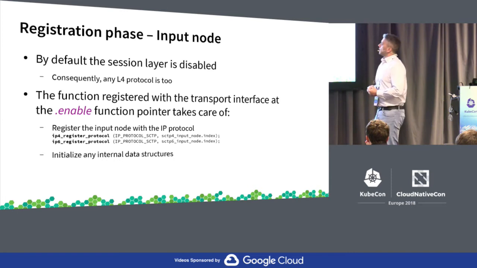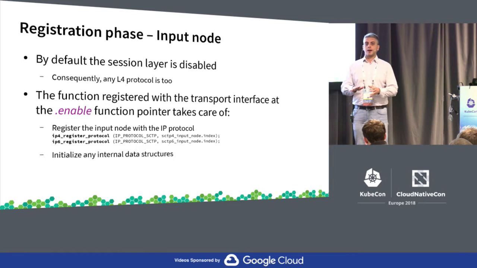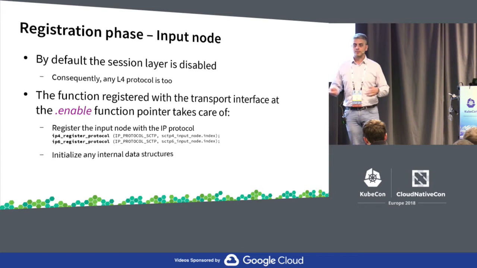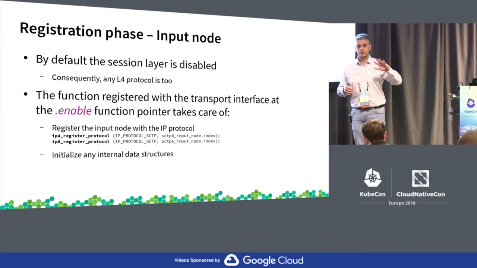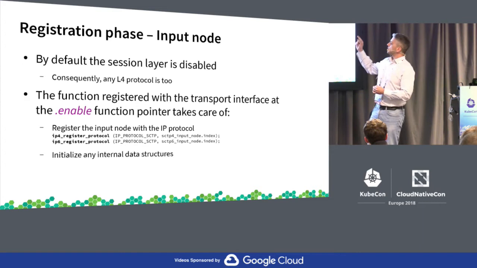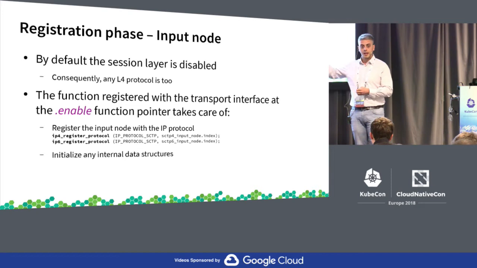An interesting perspective is that the session layer in VPP is disabled by default, which also means that if you have a protocol that's sitting in the session layer, it's also disabled by consequence. And there is an API that allows you to enable it. What's happening also is that the session layer checks for any transports that are enabled at runtime. I believe Florin, correct me if I'm wrong. So what happens is that the function that is being called within your transport protocol to enable it is the pointer registered with the dot enable in the structure that I showed you very early.